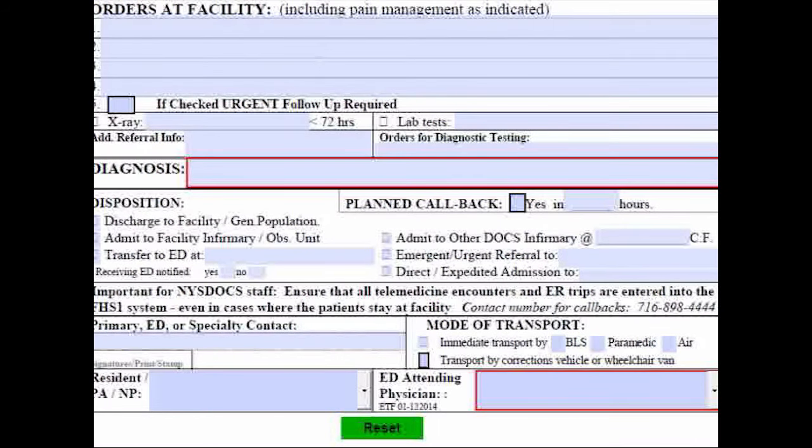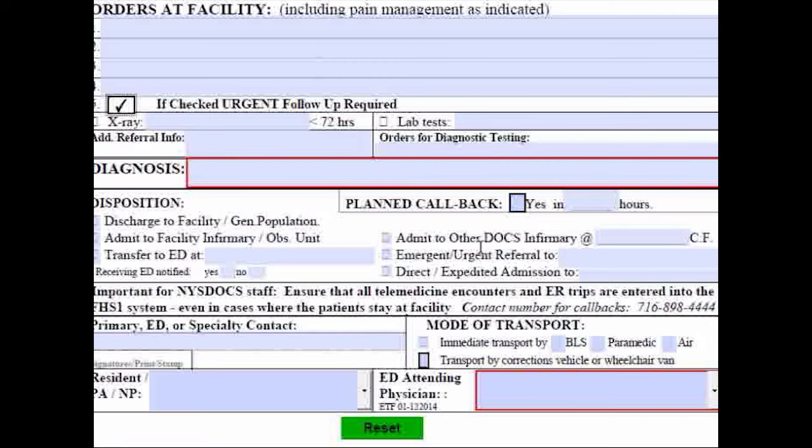So let's take a look at the bottom part of the chart now. We ended up with orders last. Going from there, this box here, if checked, urgent follow-up required, is just a notification to the staff at docks that the inmate really should see the facility doctor quickly, usually the next day if it happens to be some time where they're not there. The doctors are always on, there's always somebody on call, but they're physically there, usually 8 to 4, something like that, daytime hours. If you ordered an x-ray, put that down.